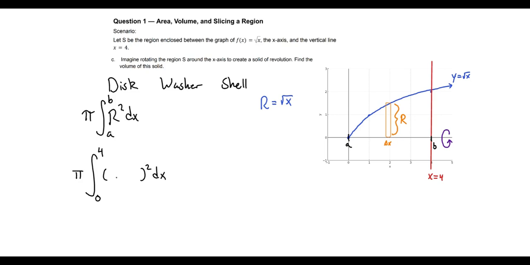Now that I know what r is, I can come down here and plug it in. Square root of x. The square root of x squared is simply x, and now we can continue from here. So we're going to get the pi in front. We're going to get x squared over 2. We're going to go from 0 to 4. If we plug 0 in, we're just going to get 0, so I'm not going to worry about that. But I am going to plug 4 in. 4 squared is 16. 16 divided by 2 is 8. So our final answer is going to be 8 pi.